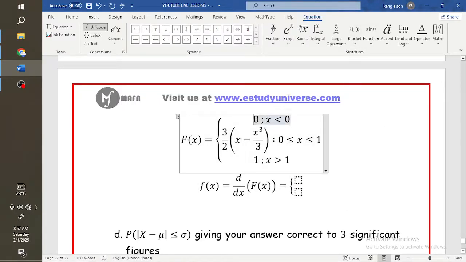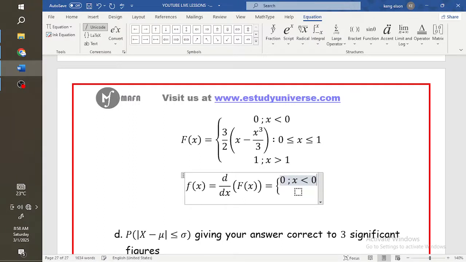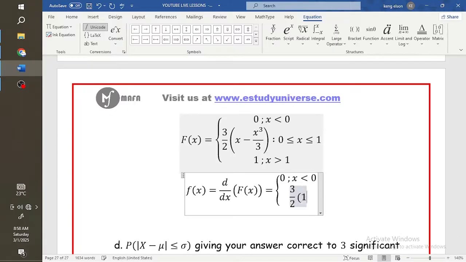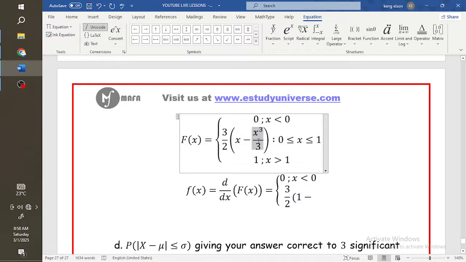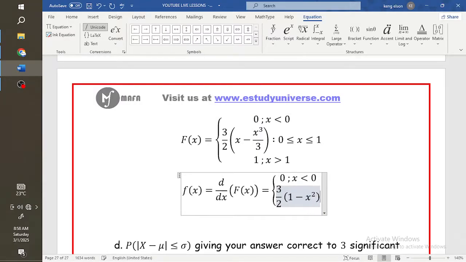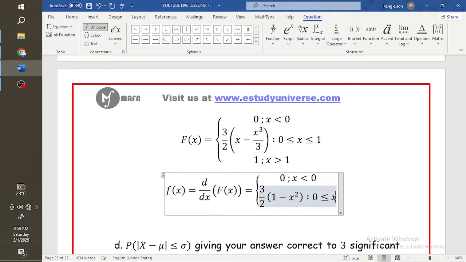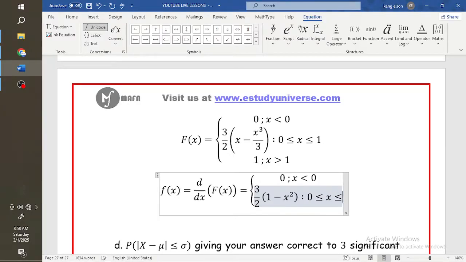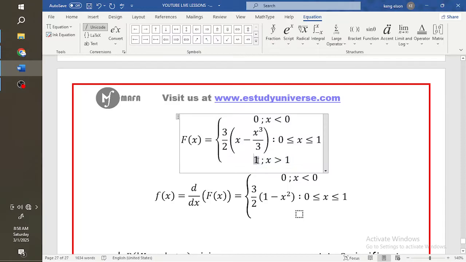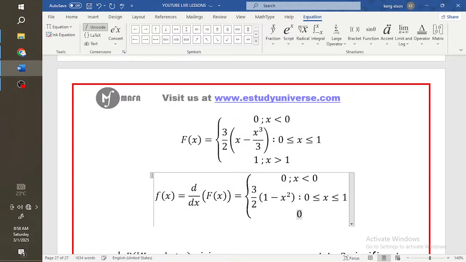So when we differentiate 0, we have 0. So the answer gives us 0 for x less than 0. Now if we differentiate this expression here, we are going to have 3 over 2 into 1 minus, if I differentiate x cubed over 3, I get 3x squared over 3, which is x squared. And the interval is 0 less than or equal to x less than or equal to 1. And finally, if I differentiate 1, I get 0, and this is for x greater than 1.